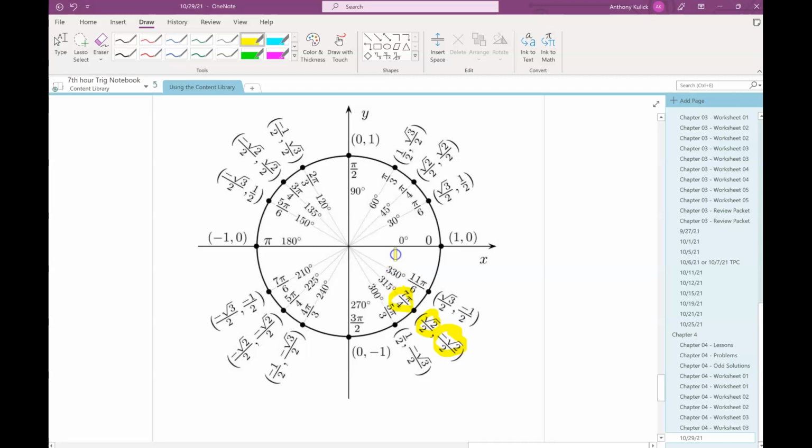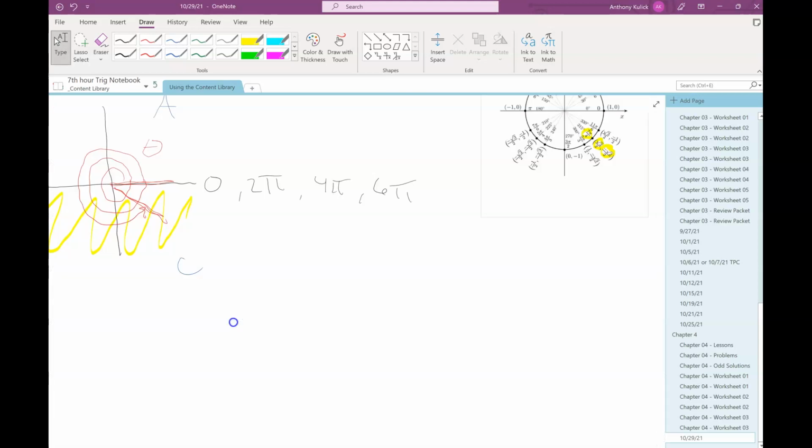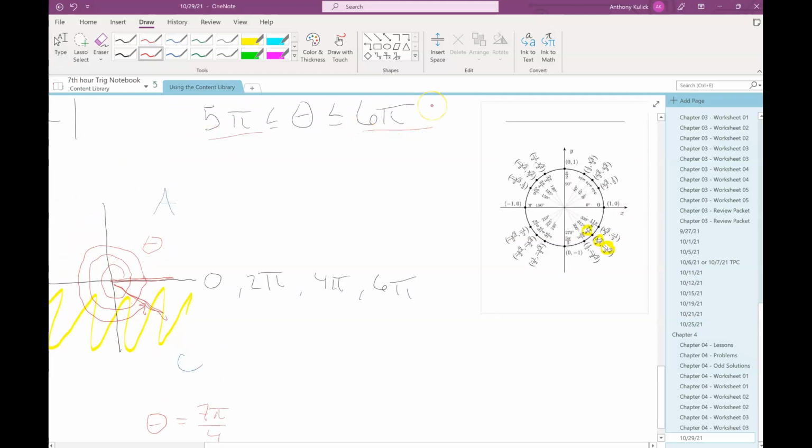All right. So my angle here is 7 pi over 4, but that is not my final answer. What's wrong with that? 7 is 2, 5, 6. Good. 7 pi over 4 is not in between 5 pi and 6 pi. If I look at the picture I've drawn, how many times did I go around before I could go to my answer? Twice. So what I'm going to do is find an angle that's coterminal to this point that is between 5 pi and 6 pi.